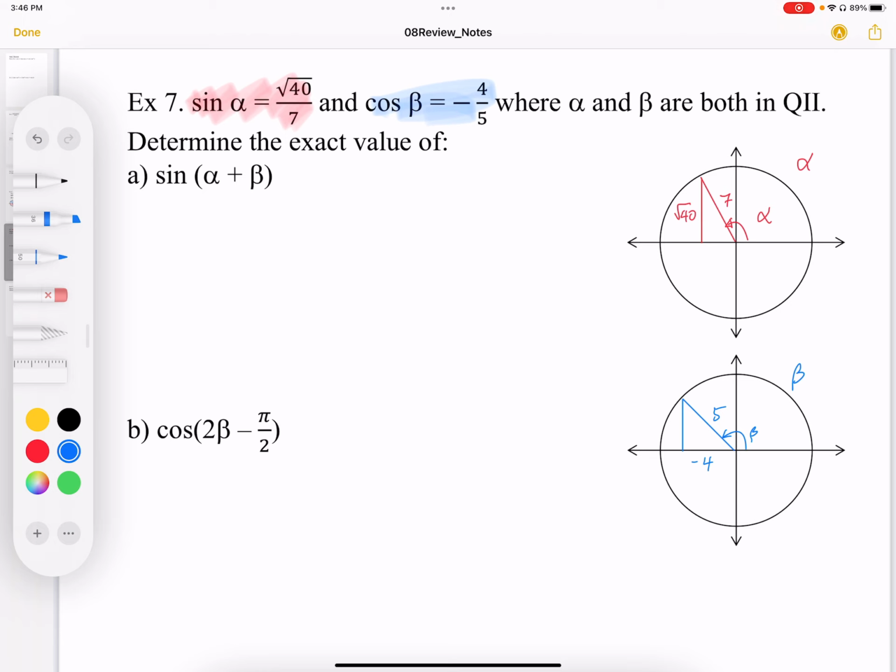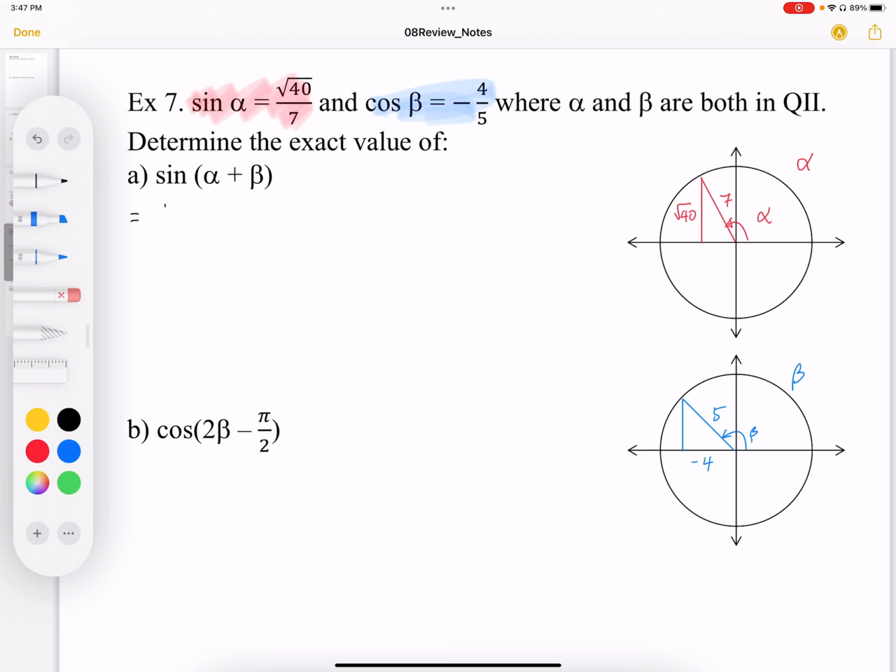So we're being asked to solve for the exact value of sine of alpha plus beta. So as soon as I see the plus in here, there's only one way to do it. We have to apply the sum angle identity, which is from my formula sheet. So I go to my formula sheet right away.